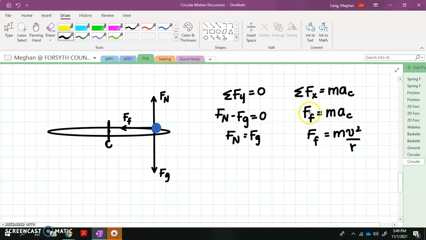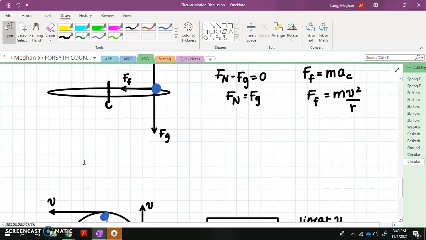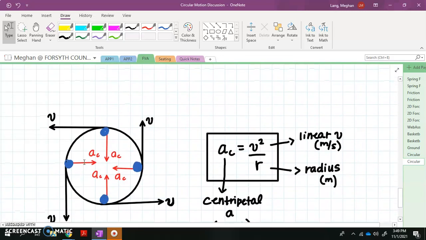So this centripetal force causes this centripetal acceleration, okay? But centripetal force is not its own brand new type of force. All of the forces can act as a centripetal force. So in this case, the force of friction is what's keeping the object in a circle. So the force of friction is what's acting as the centripetal force in this case. So I don't ever want to label this force of friction Fc because it is a force of friction. It's just acting as a centripetal force. It's acting as a force that keeps our object in a circle.